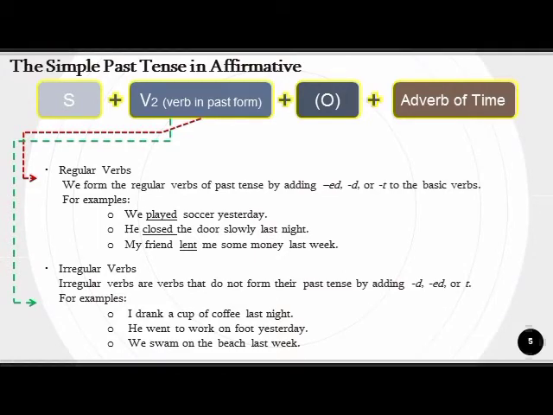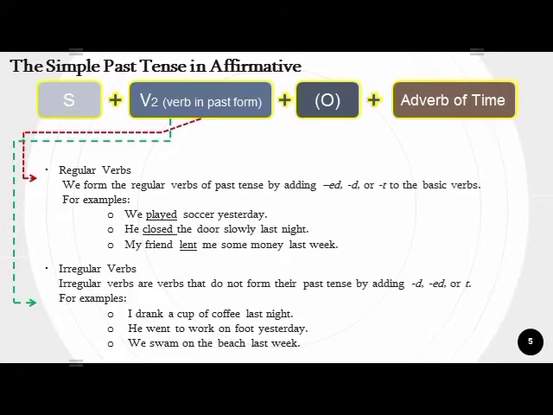Regular verbs. We form the regular verbs of past tense by adding ed, d, or t to the basic verbs.